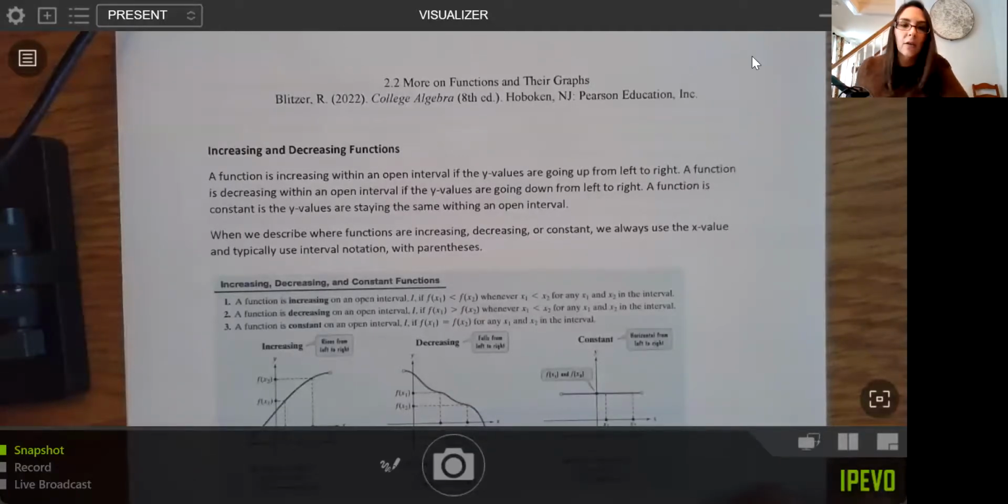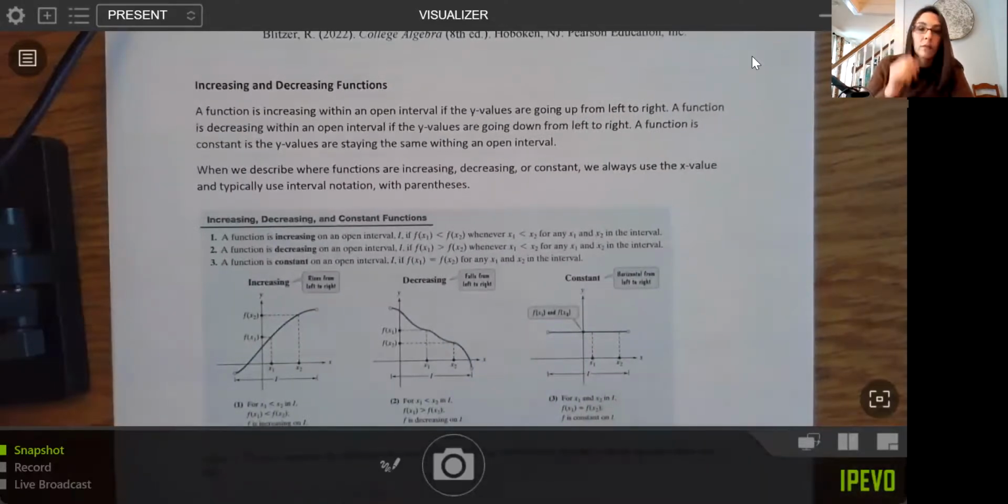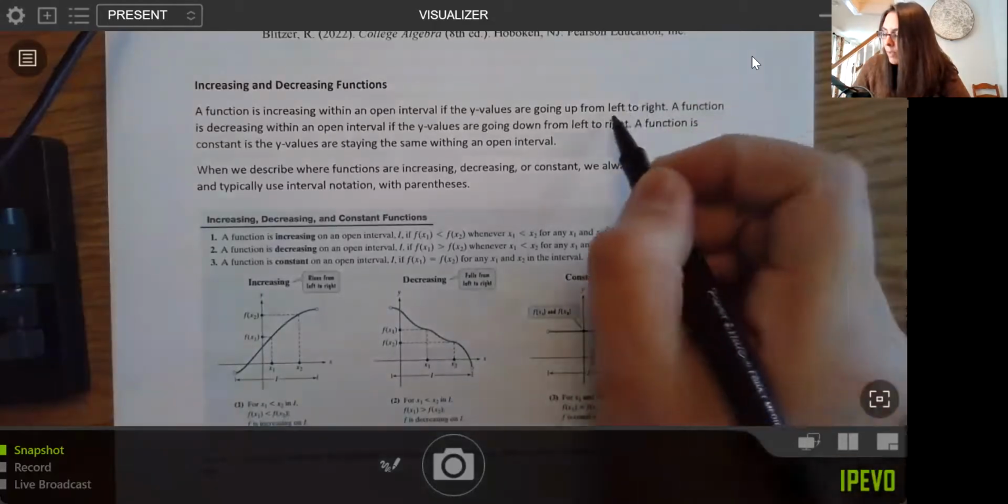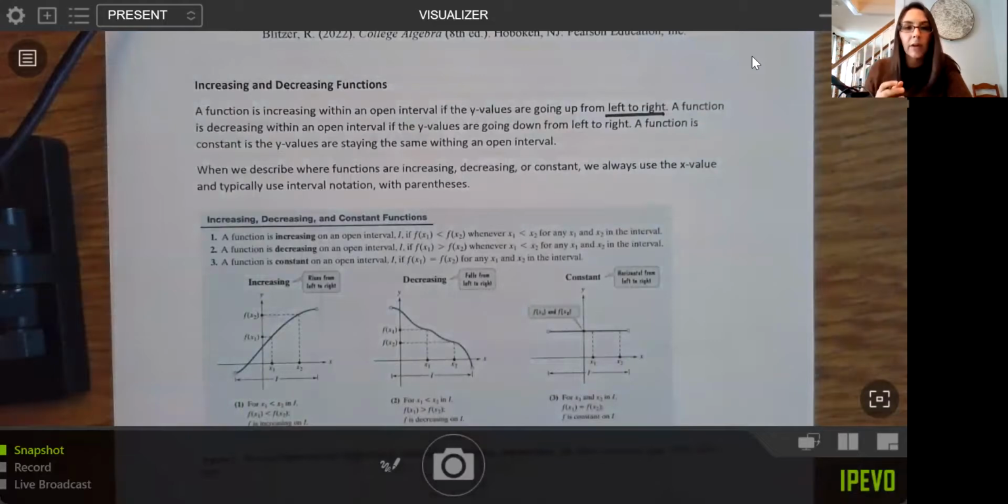All right, so let's look at increasing and decreasing. A function is increasing within an open interval if the y values are going up from left to right. The big thing to remember is that we read graphs from left to right. So an increasing part of a graph would be going upward in that direction. And if you're decreasing, it would be going downward. A function can also have a constant part where the y values are staying the same.